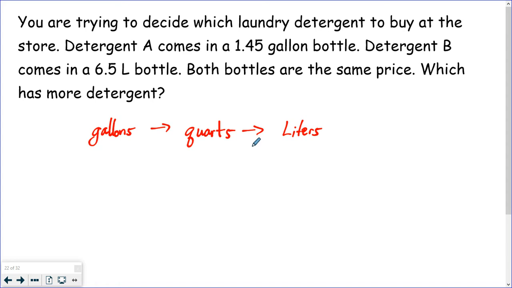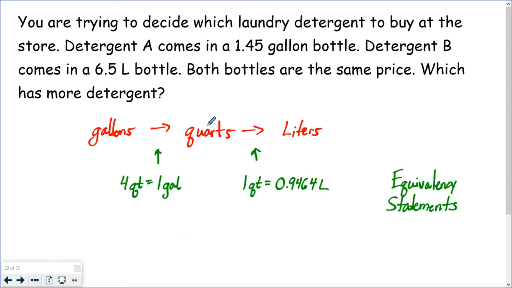So in this case, I'm going to start with my gallons and go to my liters. If I want to do that, I want to know how gallons relate to quarts and how quarts relate to liters. These are called equivalency statements, and they would be looked up on a conversions chart. I know that 4 quarts equals 1 gallon, that's on your little chart, and 1 quart equals 0.9464 liters.